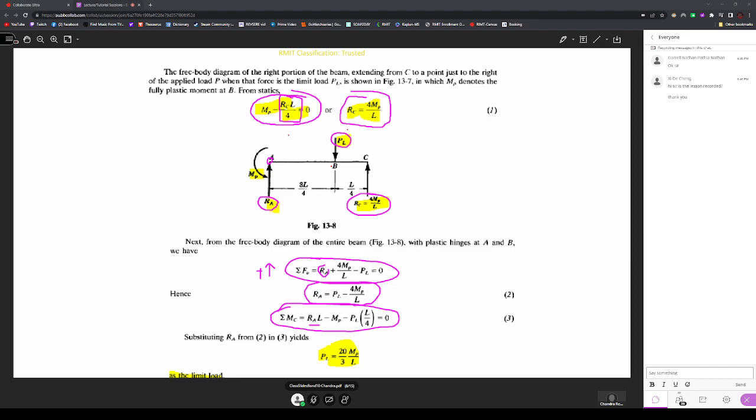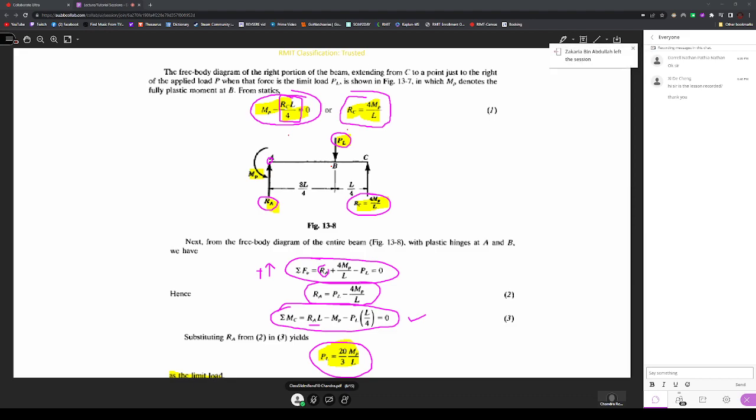So PL acts at this distance L by 4. So we can write this expression, and from this expression you can simplify. You can see that the plastic load acting in this scenario is 20/3 MP over L.